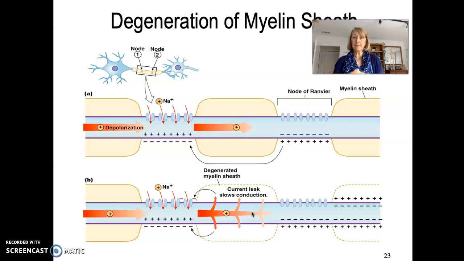So what happens in MS? So an individual then won't be able to move a limb efficiently because those action potentials are actually not getting to the muscle to send that signal.